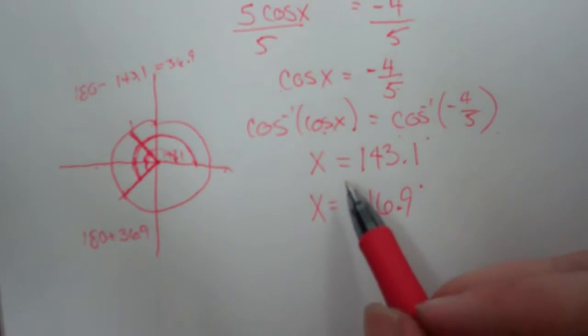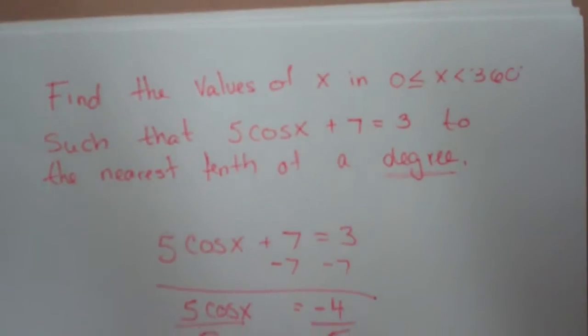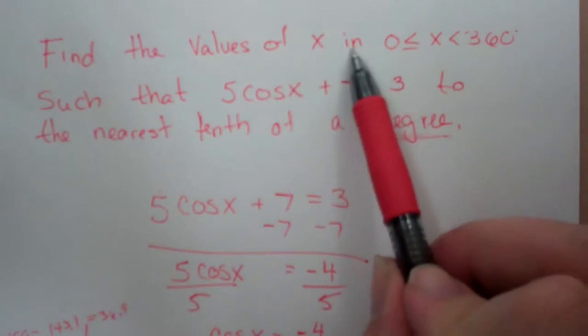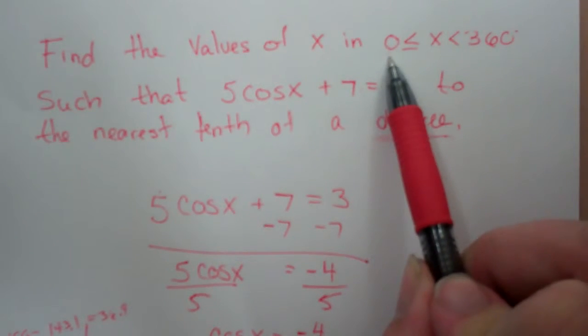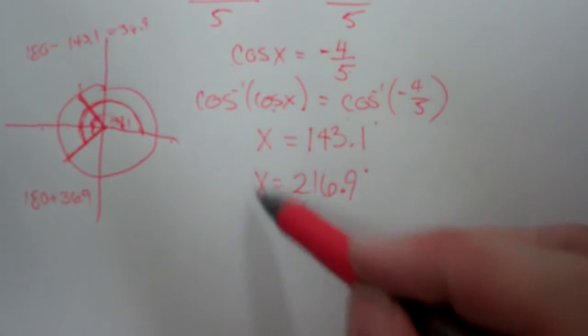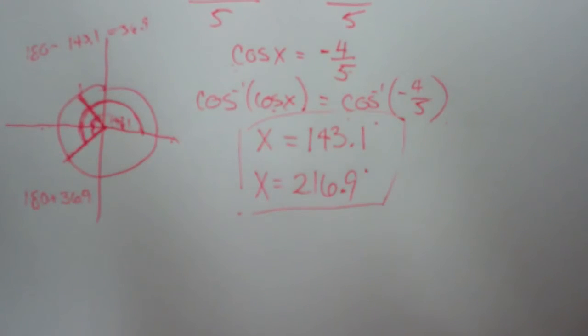These are the only two solutions because in this problem we just wanted to find the values of x that are in this interval. So the values of x that are between 0 and 360. Here they are. These are the final answers.